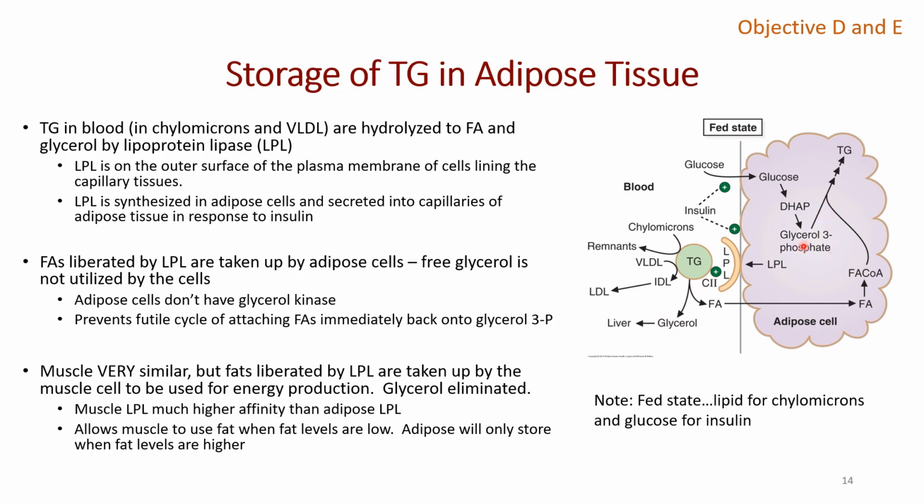Not just adipose cells, but muscle cells also like fat, especially cardiac muscle, slow twitch muscle, and even fast twitch skeletal muscle. They like these particles. They have lipoprotein lipase that responds to insulin, and lipoprotein lipase will bring those fats in. They're going to be used for energy production in these muscles. Now what's interesting is the muscle lipoprotein lipase has a much higher affinity for these particles than does the adipose cell lipoprotein lipase.